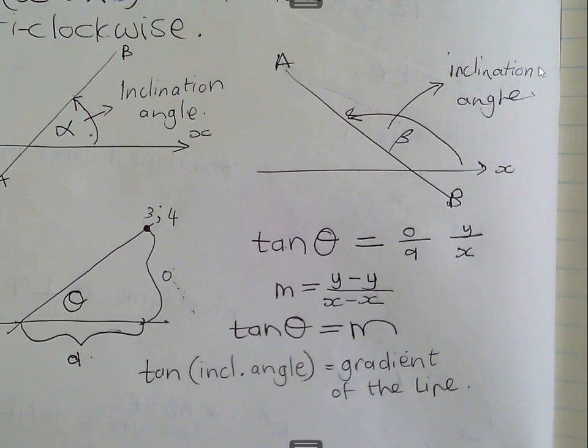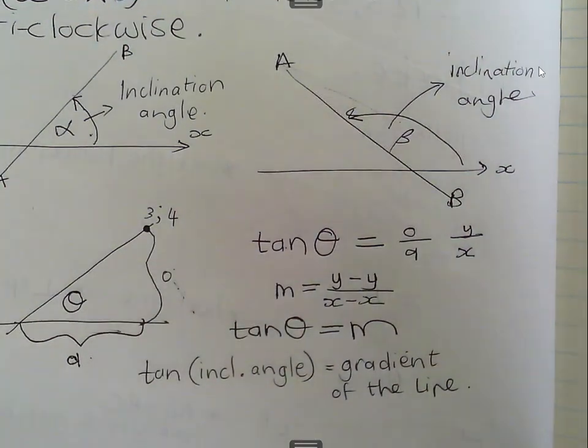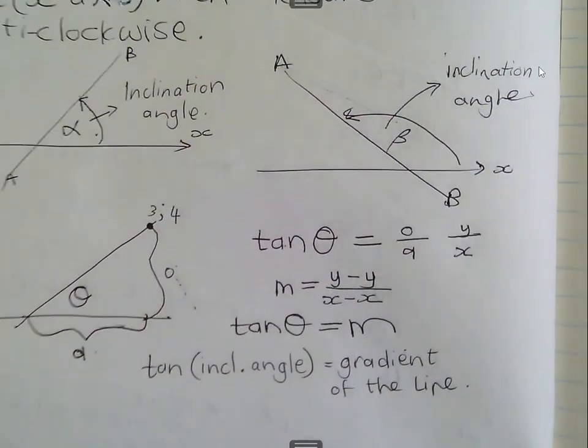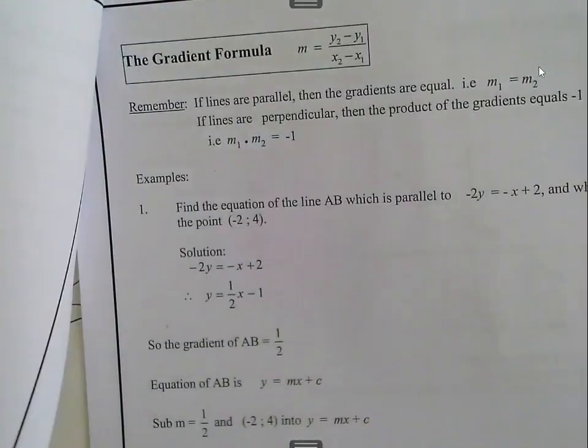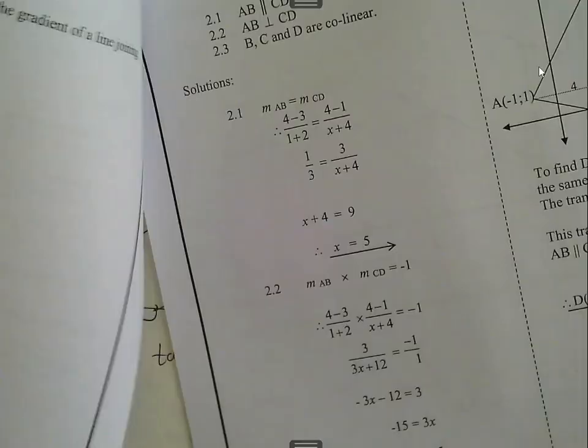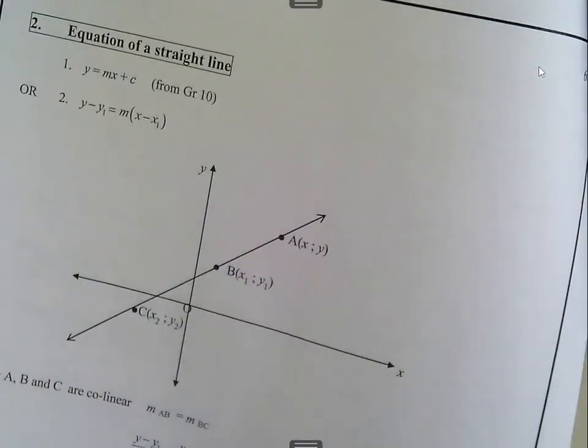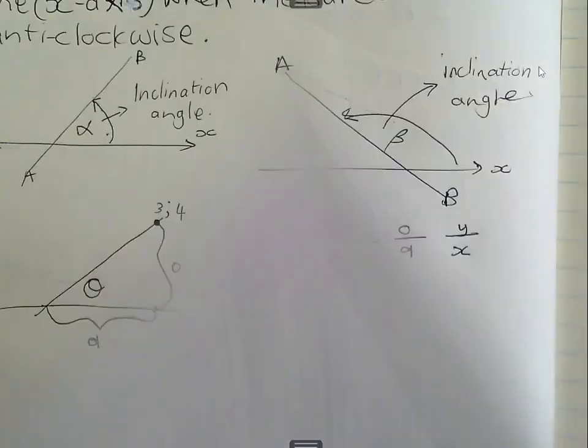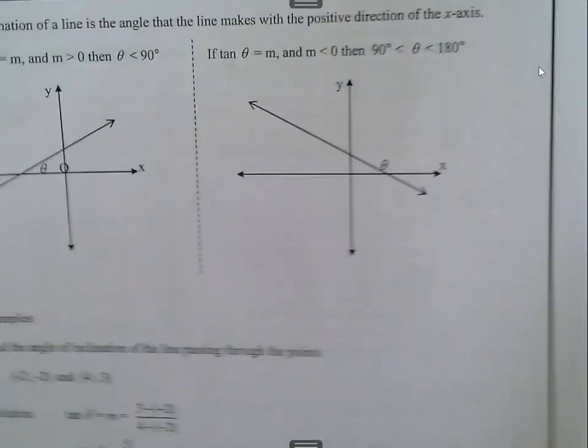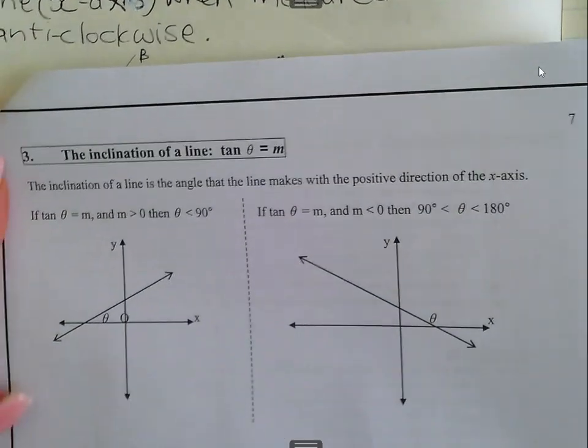Don't you just quickly borrow that summary that I gave? Right, you all understand? Alright, now let's see how we will use this. You'll see after the gradient it starts with collinear points. We'll go back to it in a minute. But I want you to go to point 3 of grade 11, the inclination angle.